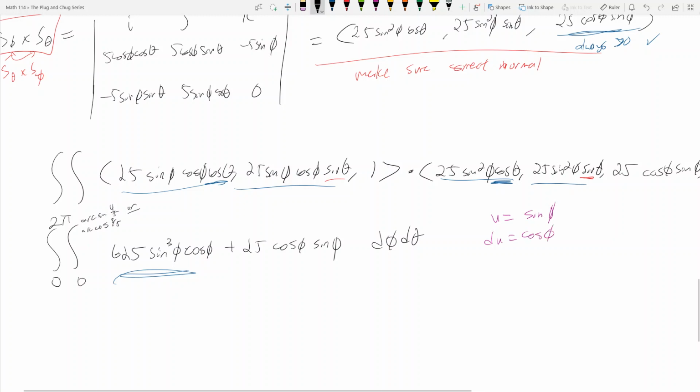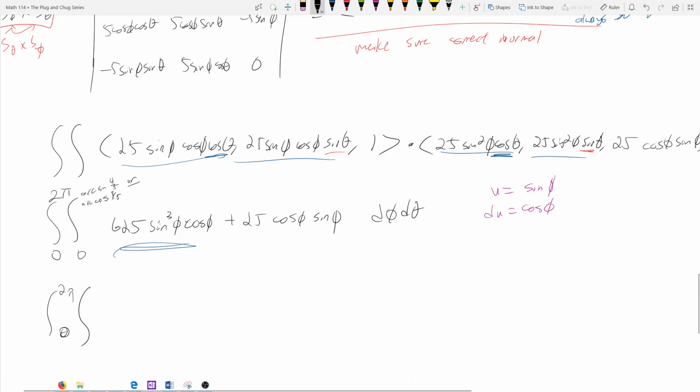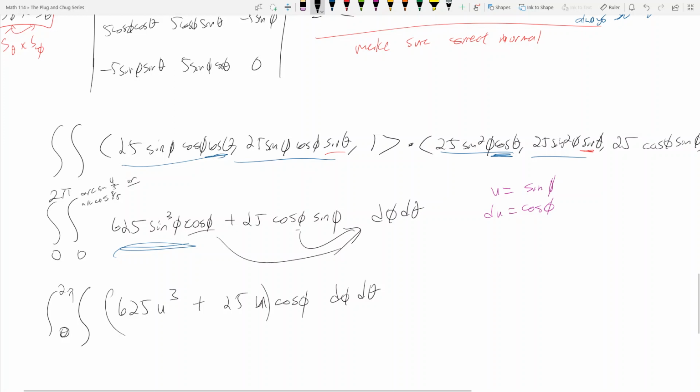And okay, so what does this become? Then this becomes, well, that's fine, and that bound we'll deal with later. But then this becomes 625u cubed plus 25u, d phi d theta. That's because if you factor out this cosine phi from here, you get this times cosine phi, and then what does cosine phi d phi become? Well, cosine phi d phi is du, so this guy gets replaced by du. All right, good. And okay, and now what?